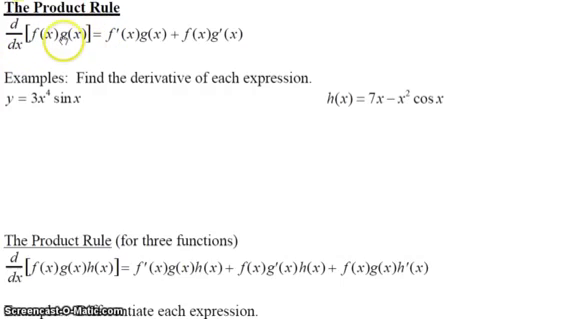So the result of the product rule is: first, you take the derivative of the first function f of x, and you don't touch the second function. You just multiply each other. Plus, you don't touch the first function now, and you take the derivative of the second function. So you're kind of flipping. First you do the first function, second you do the second function. Now you add them together. So basically, find the derivative of each expression.